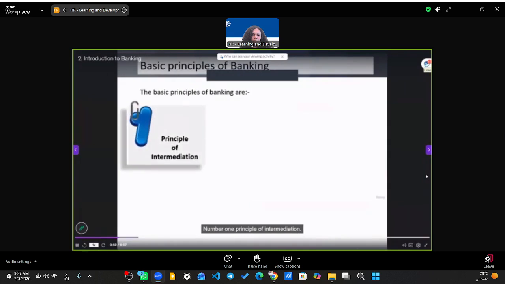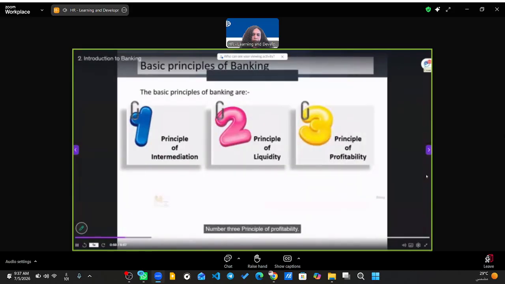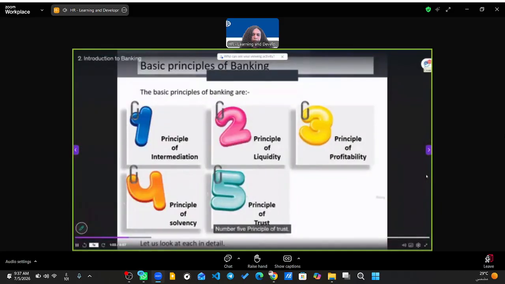Number 1, principle of intermediation. Number 2, principle of liquidity. Number 3, principle of profitability. Number 4, principle of solvency. Number 5, principle of trust. Let's take a look at each of these principles in detail.